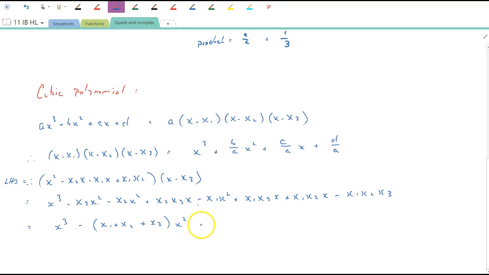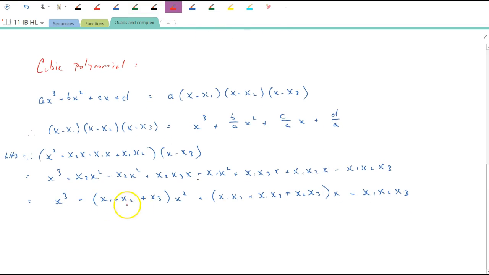Now I want to group my x's. So how many x's do I have? Now I have a look down here. I've got x2x3x, x1x3x, and x1x2x. So there, x1x2 plus x1x3 plus x2x3, lots of x. And finally, it's minus x1x2x3. So we can see now that my sum, x1 plus x2 plus x3, the minus of it is equal to b over a. So again, my sum, x1 plus x2 plus x3, will be equal to minus b over a.